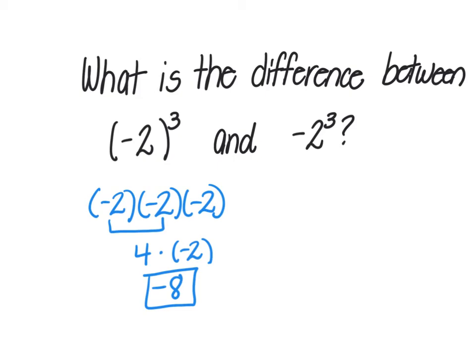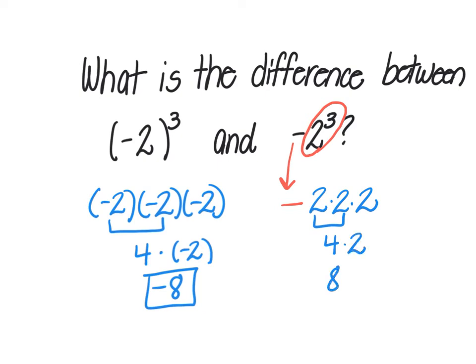Now in the next example, we have negative 2 to the third power again, but the negative isn't getting the power because only the 2 gets to be repeated 3 times. So I'm going to bring down the negative, and then I'm going to write out the 2 3 times. 2 times 2 times 2. And then when I do my multiplication, 2 times 2 is 4, times 2 is 8, but I have to bring down the negative. So this is negative 8. So the results are the same.